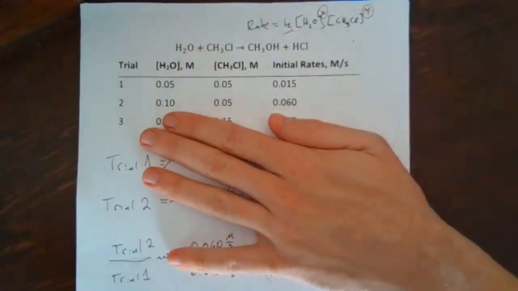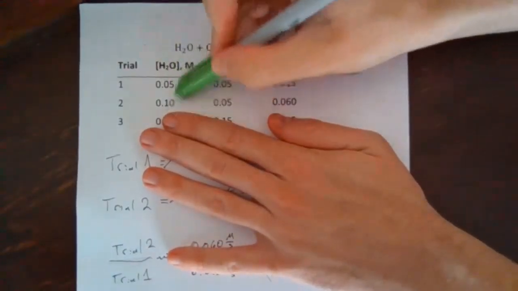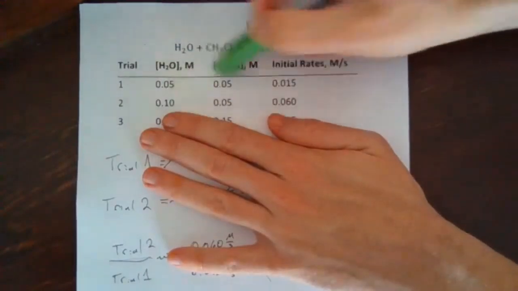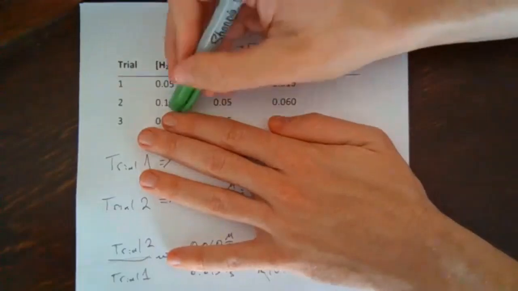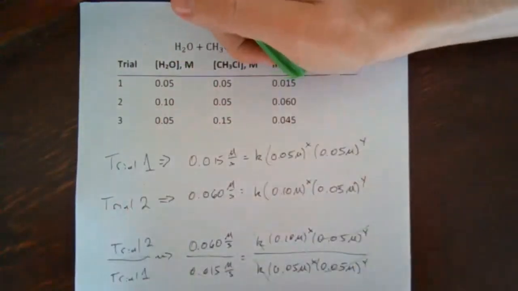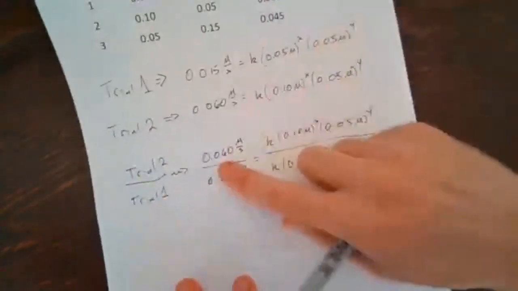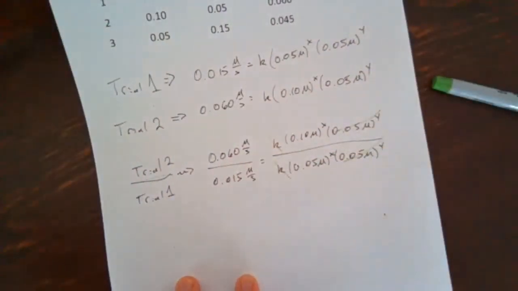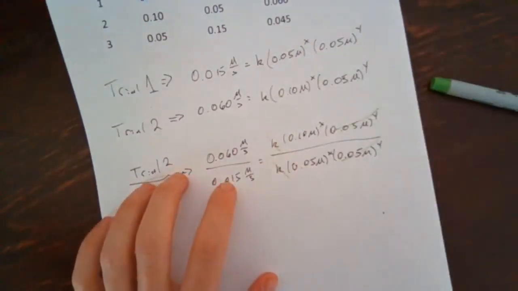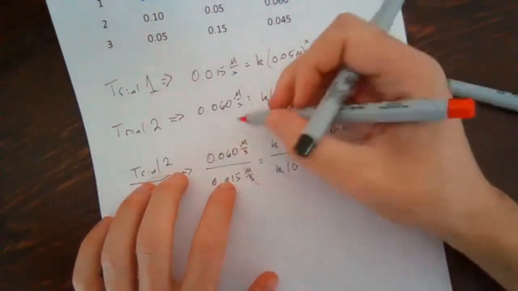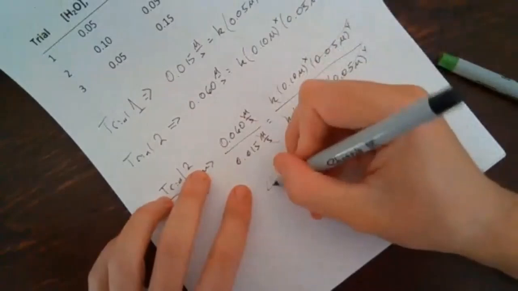The whole idea of what reaction order describes is the effect of changing the concentration of one reactant on the overall rate. By designing our reactions this way, we can isolate the effect of just this one reactant. Mathematically, the units also cancel out, worth noting, molar per second, and 0.060 divided by 0.015 is 4.0.